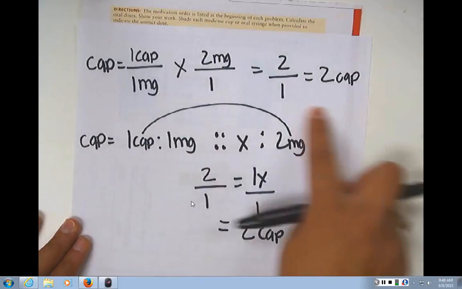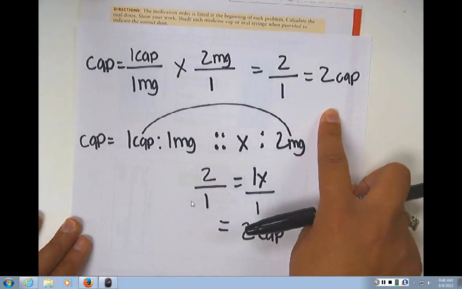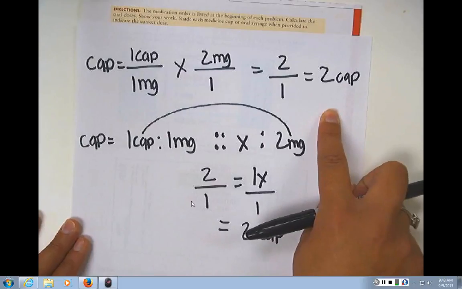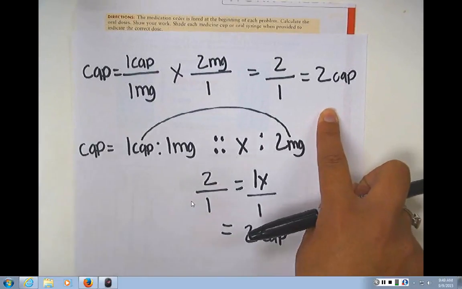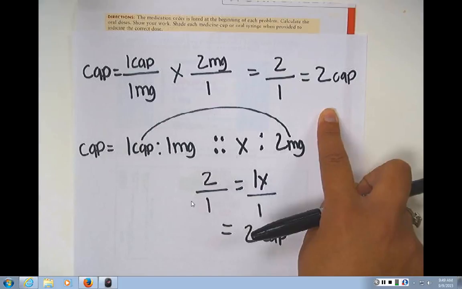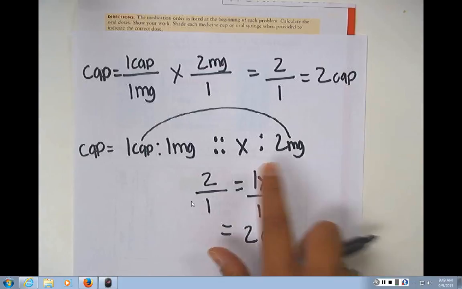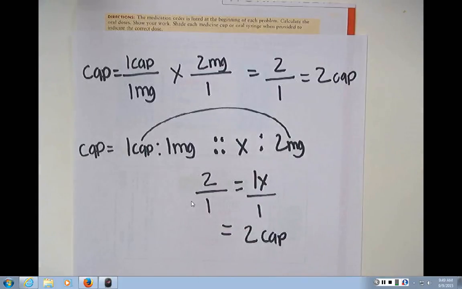Here's using dimensional analysis. Again, this is the one that I would prefer for you to get used to because it's going to be easier later on to work out some of the more difficult ones, particularly some of the drip rates. It's going to be best to work those out with dimensional analysis as opposed to proportions. But here's what the book is showing you.